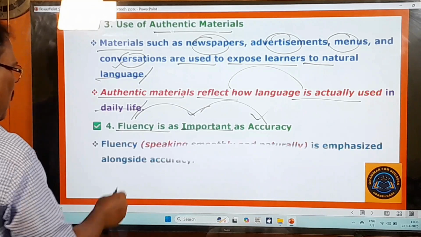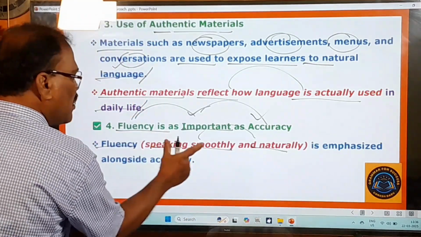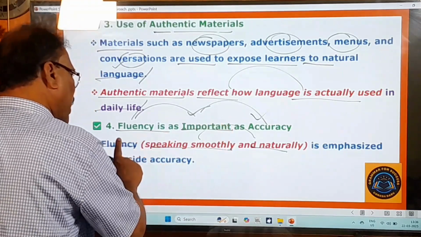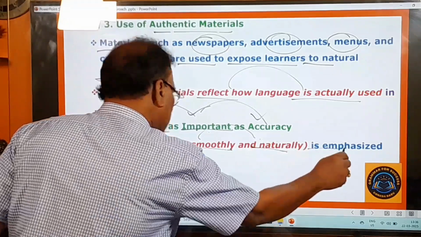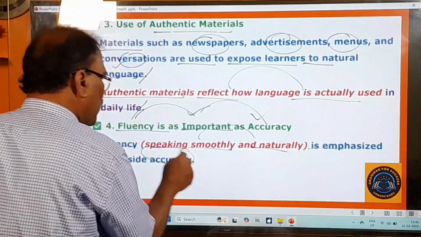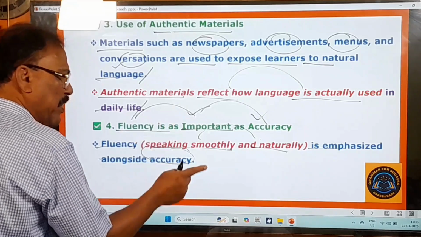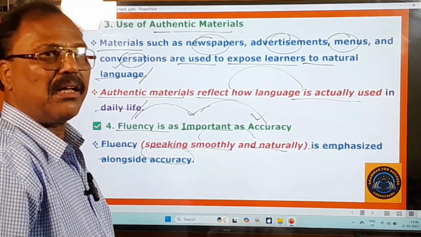And you pay attention. Fluency: speaking smoothly and naturally. So the meaning of this is given in the brackets in red color. So please make use of this. Fluency means what? Speaking the language smoothly and naturally. That is emphasized alongside accuracy. So fluency is emphasized and accuracy is also emphasized. These two aspects are emphasized in this CLT approach.